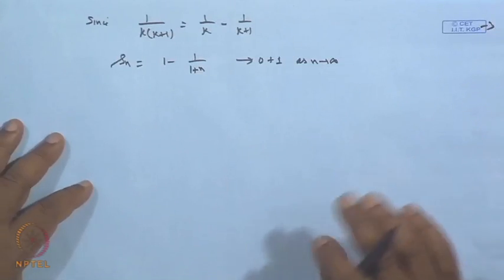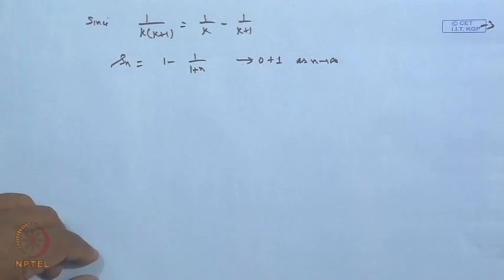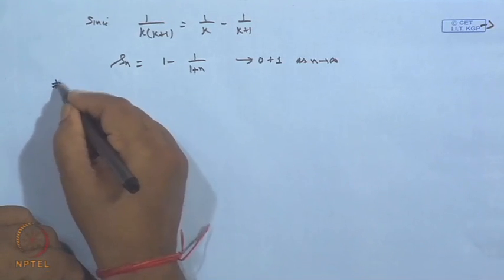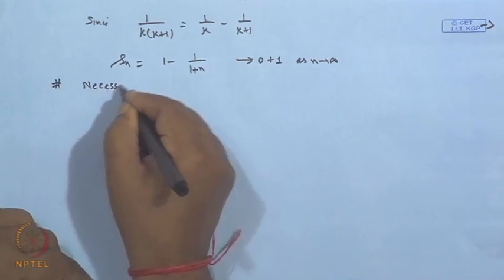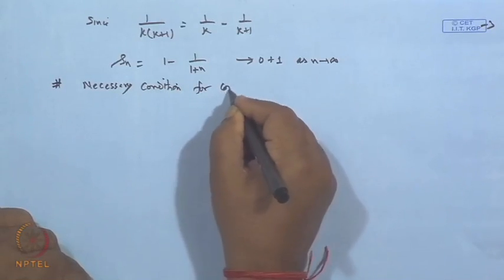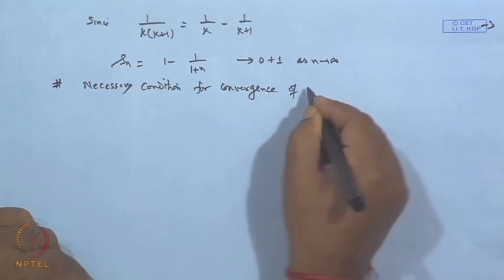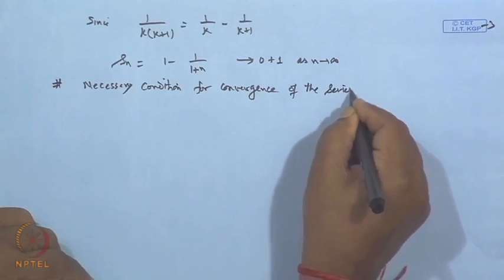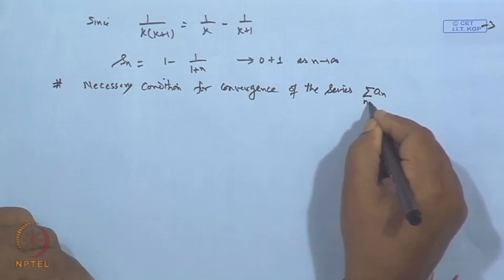Now, in case of convergent series, there is a necessary condition: if a series is convergent, then its nth term will always go to 0. That is a necessary condition for us. So if a series whose nth term does not go to 0, the series cannot be a convergent series. That is the criterion which we have, the necessary condition for convergence of the series sigma a n, n is 1 to infinity.